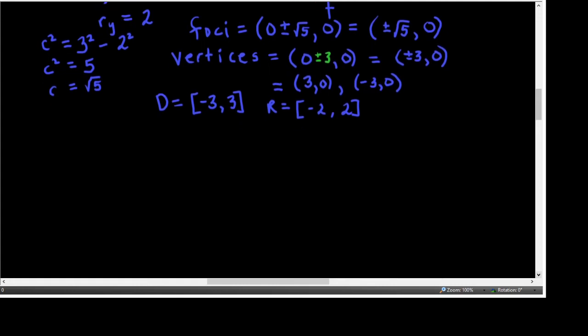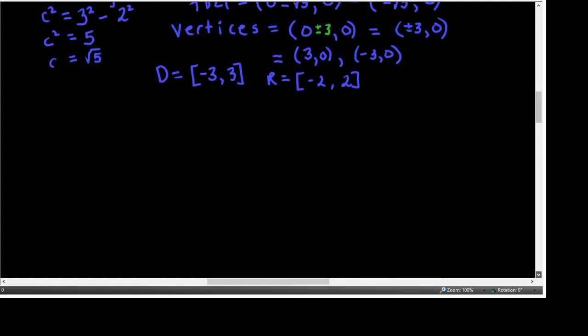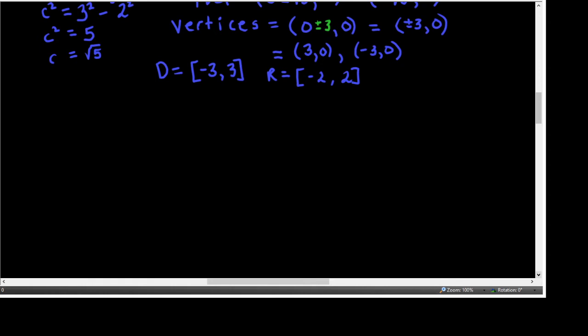Okay, on this next one, I'm not going to necessarily write down the vertices since we practiced that. That will be a thing on many of the problems, but I'm going to follow the directions this time. All right, so 4x squared plus y squared equals 64.